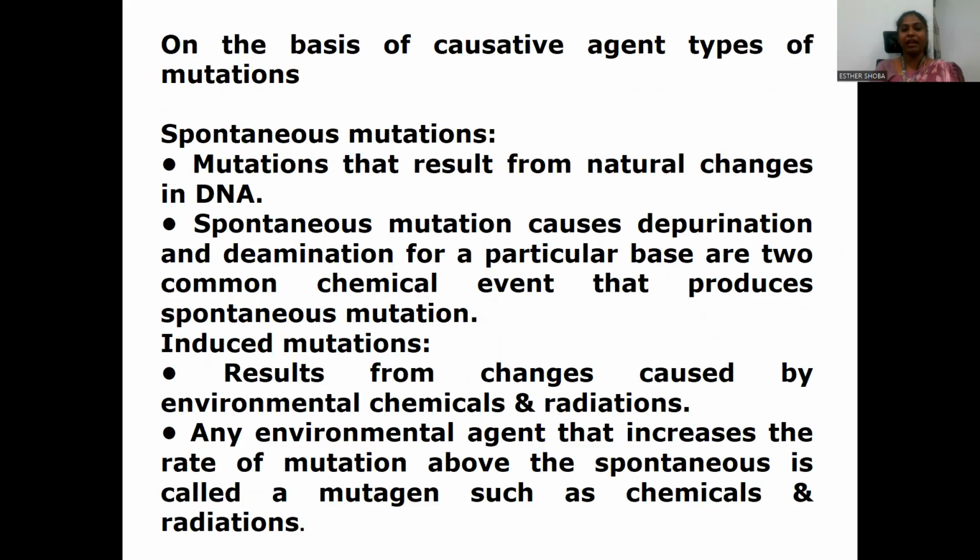As told before, we have basically two types of mutations depending upon how they occur, and the one being spontaneous mutations. So, what are spontaneous mutations? These are the mutations which happen because of natural changes. Mostly, spontaneous mutations cause depurination and deamination. What do you mean by depurination? Removal of a purine base from a DNA molecule. Deamination is the removal of an amino group which is present in the nitrogenous base of a DNA molecule.